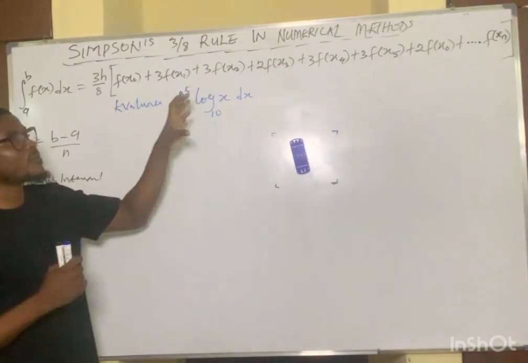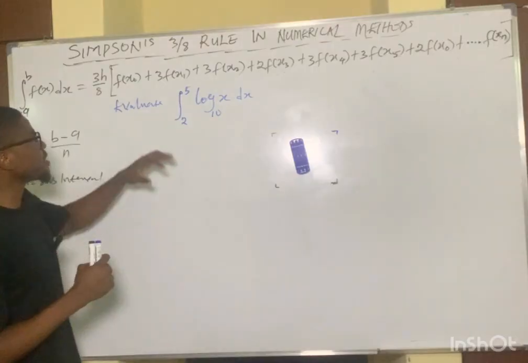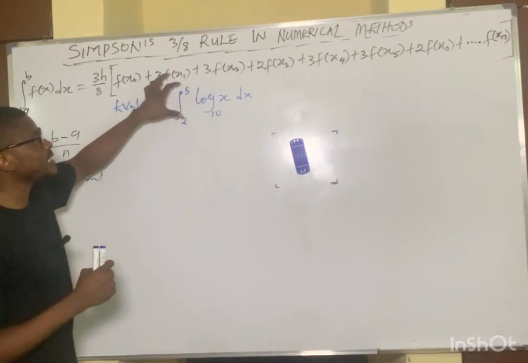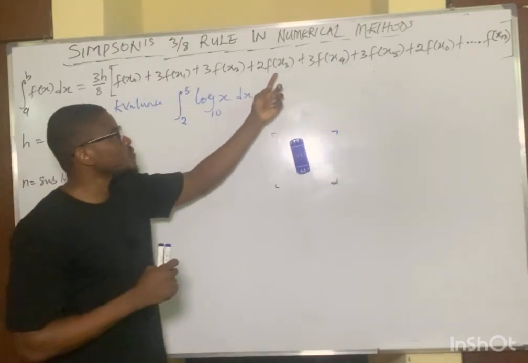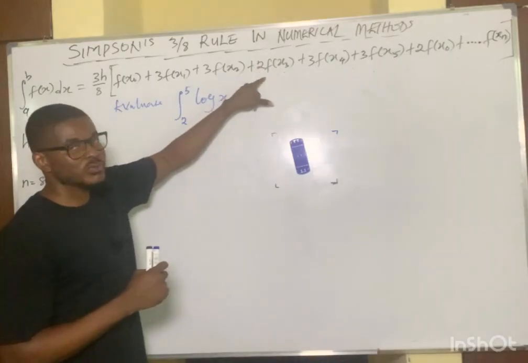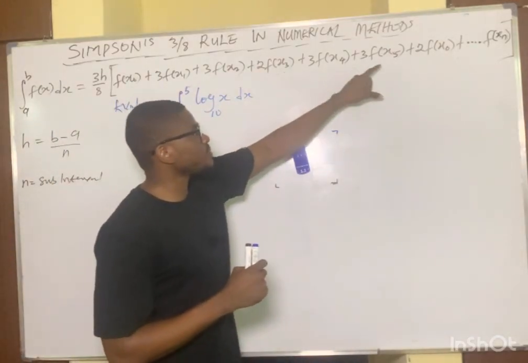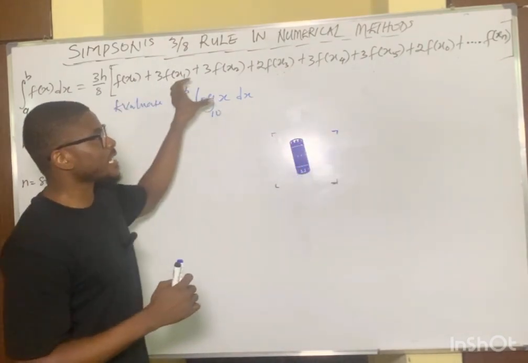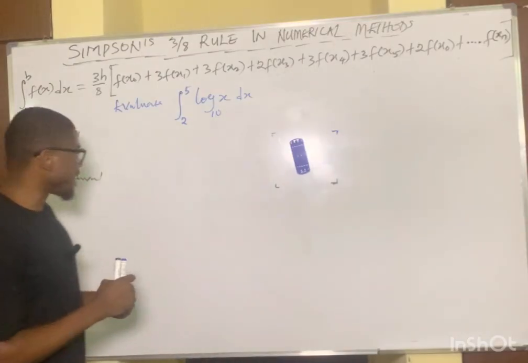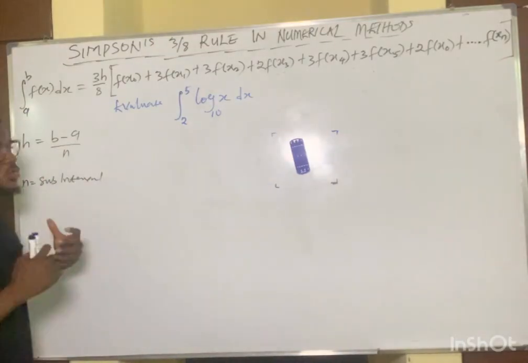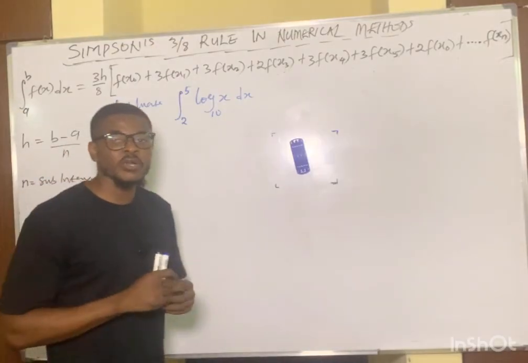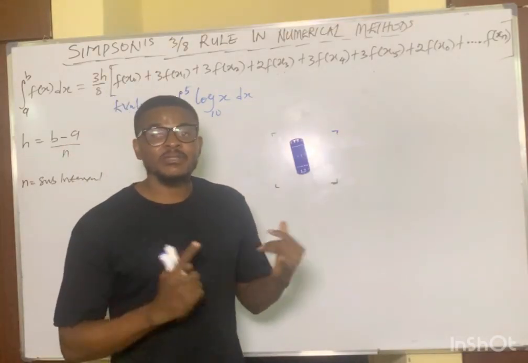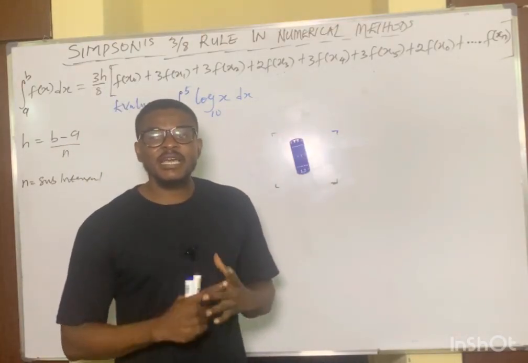But if you take a look at the functions in between, after the first function, f of x1 and f of x2 are multiplied individually by 3, the next function, x3, is multiplied by 2. Then the next two functions are multiplied by 3, and then the next function is multiplied by 2, and so on. You can control this lengthy equation by your subinterval. The idea of the 3/8 rule is to use a subinterval that is a multiple of 3, so it starts from 3, 6, 9, and so on.